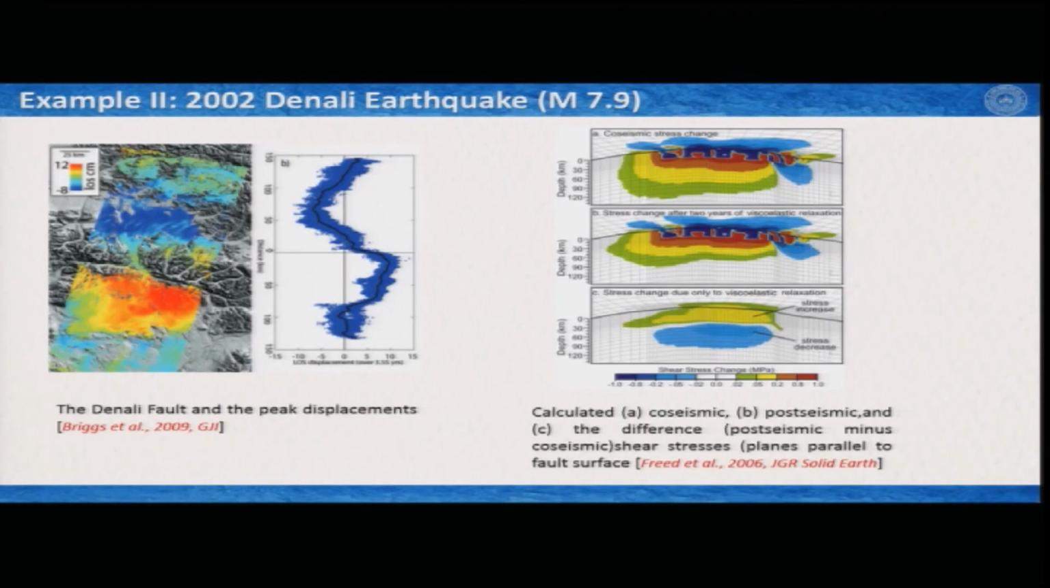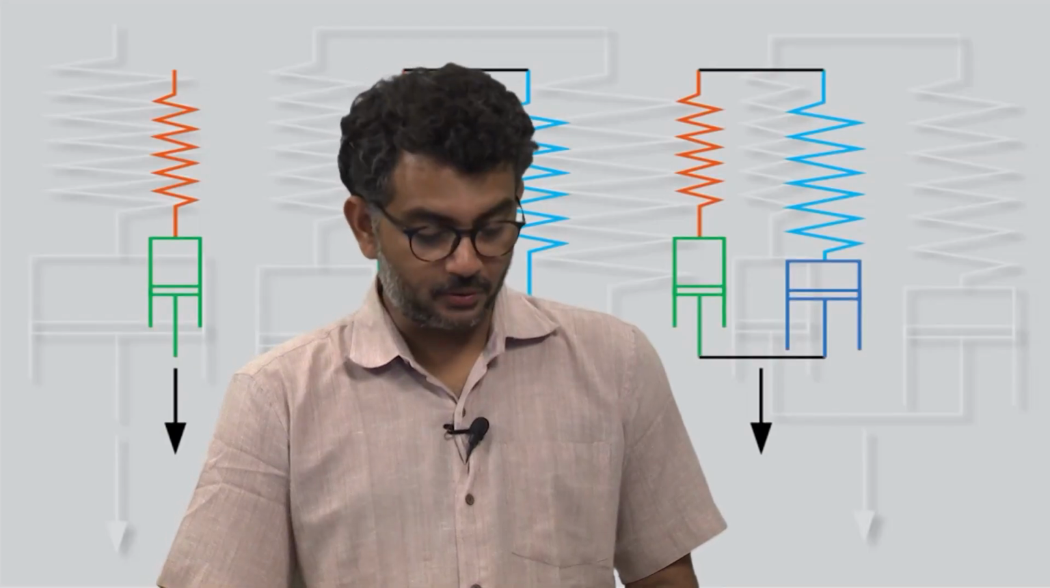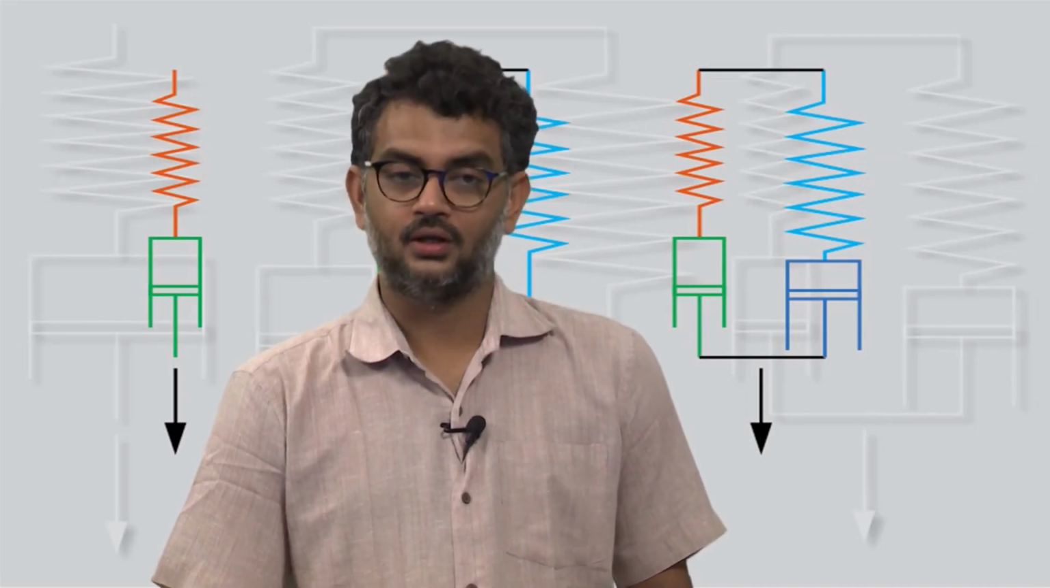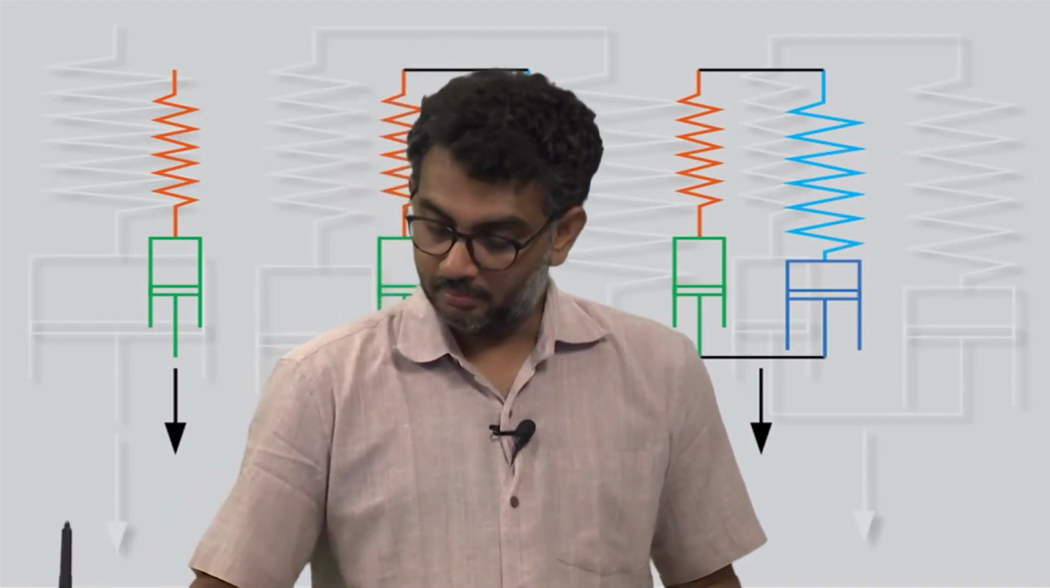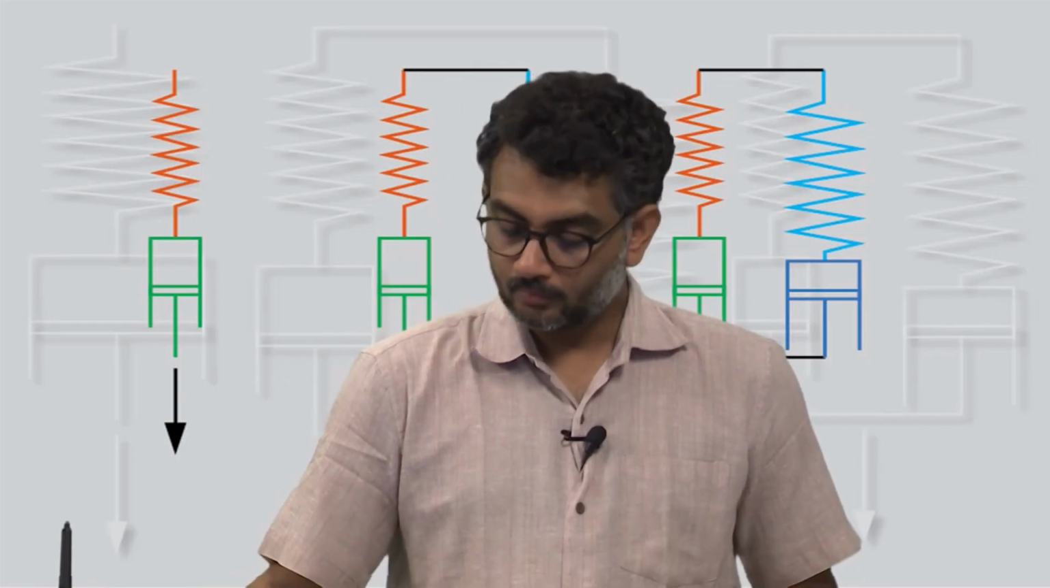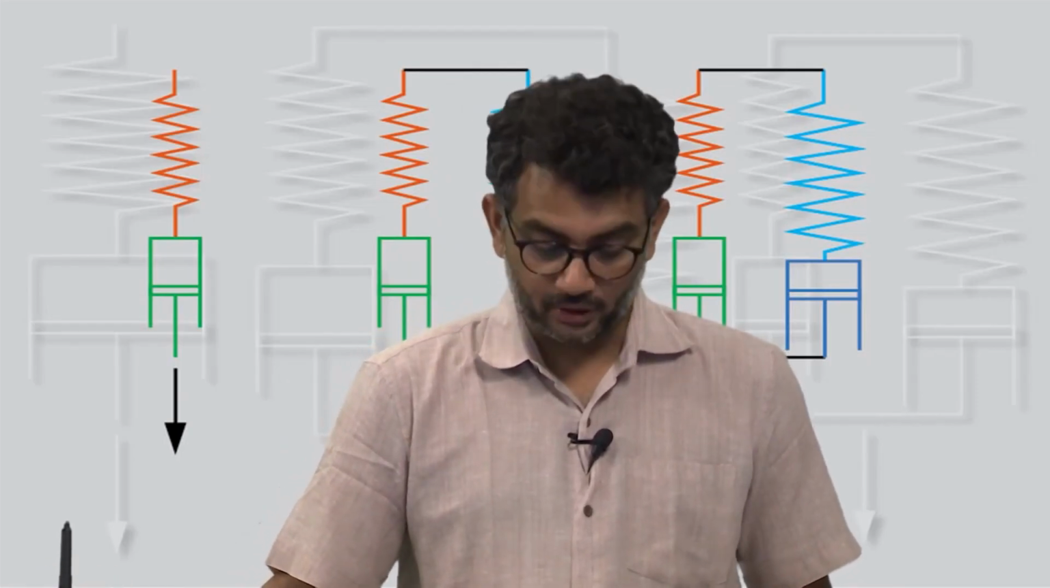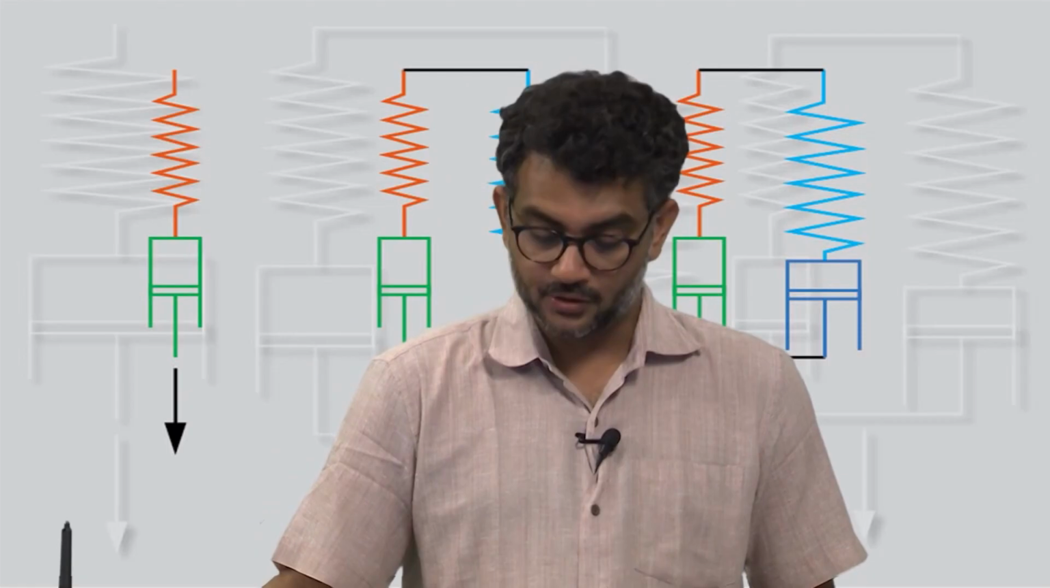example, and this example is from the 2002 Denali earthquake. The magnitude was 7.9. It was a huge earthquake, but it happened in Denali, in the northern part of the US, in Alaska. No one died, but it was a devastating earthquake. Close to 50-60 billion was the damage that happened in this earthquake because of many landslides.